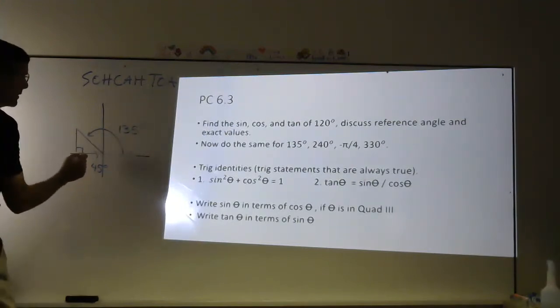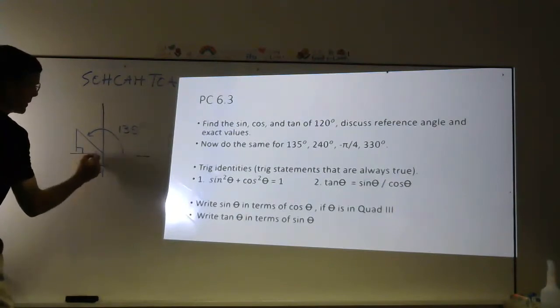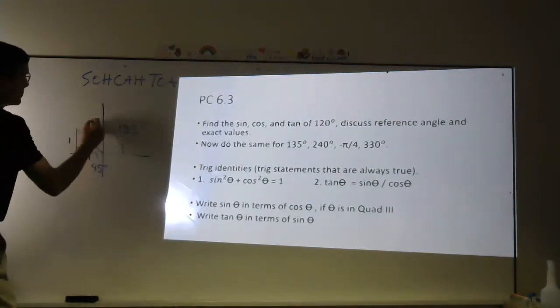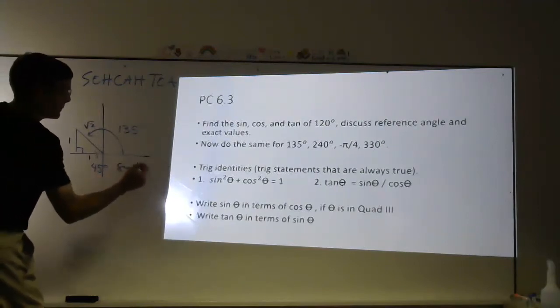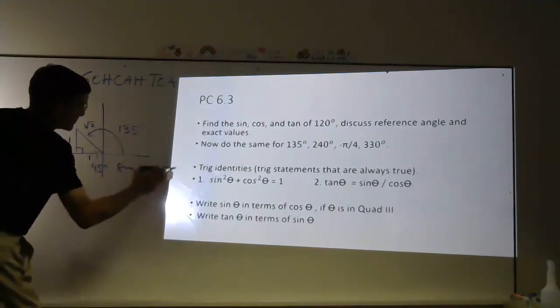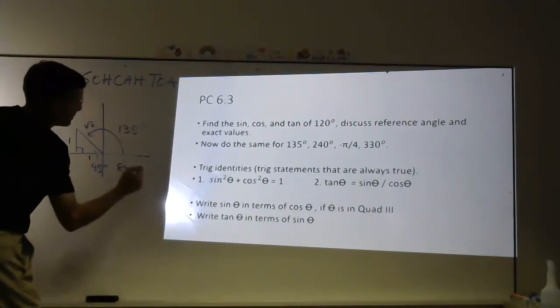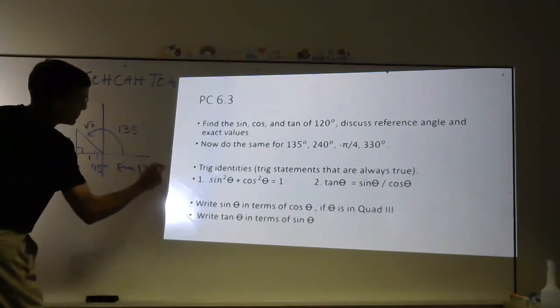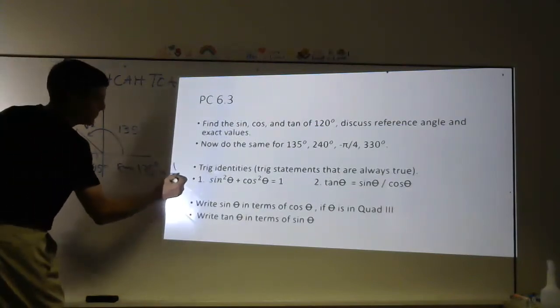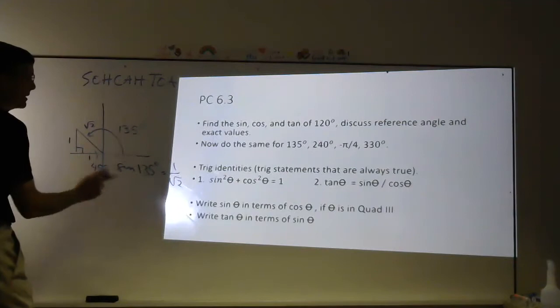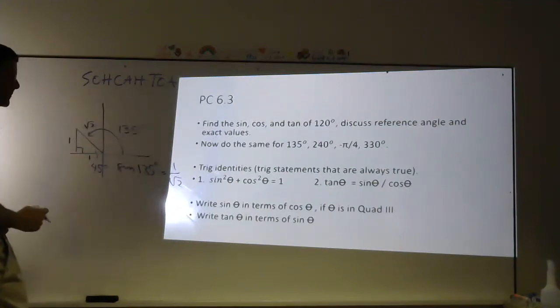With a 45, we know a 45, 45, 90 triangle is 1, 1, root 2. So the sine of 135 degrees is opposite over hypotenuse, 1 over root 2. All students take calculus, sine is positive.